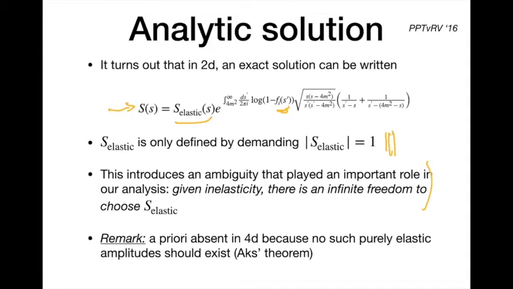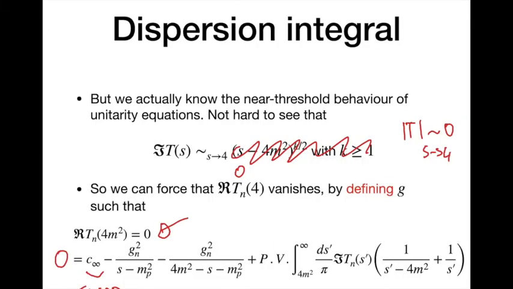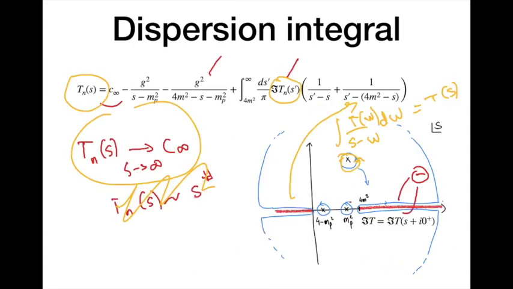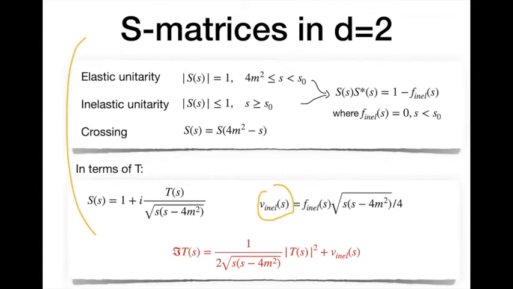Sorry, the left-hand side here is what? S of S. Yeah, I explained poorly, sorry. S of S is the solution to this. So it's an S matrix that is 1 between 4 and 16. It's smaller than 1, and it's smaller than 1 in a way that's given by this function F. And it satisfies crossing. Okay. Thanks.